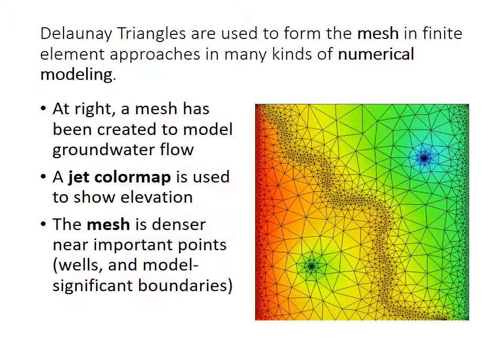In this case, this was a mesh that was made to model groundwater flow. We used a jet color map that goes from blue to green to yellow to red to show elevation. One of the things that you'll notice about this is that the triangles themselves can vary quite a bit in size. So you can create more triangles where you want to have a finer resolution, and you can have larger triangles where coarser resolution is fine.